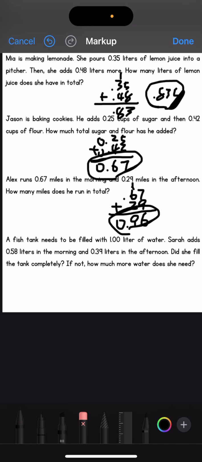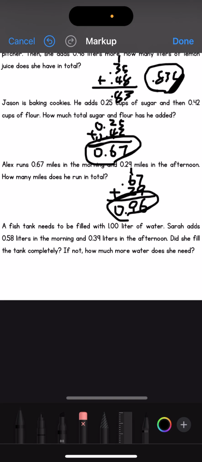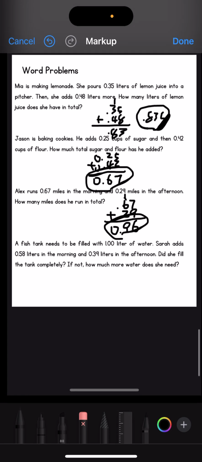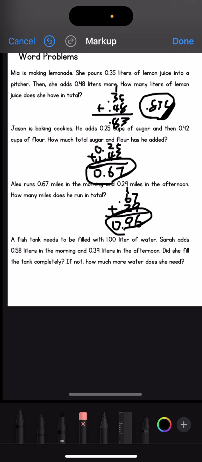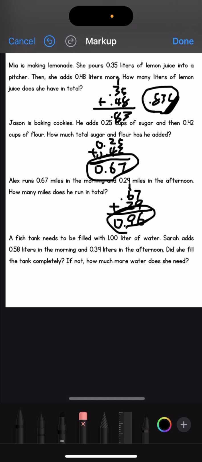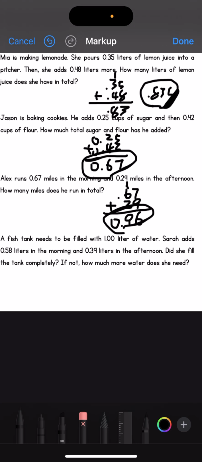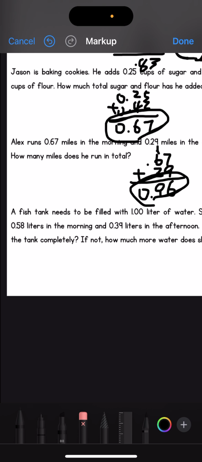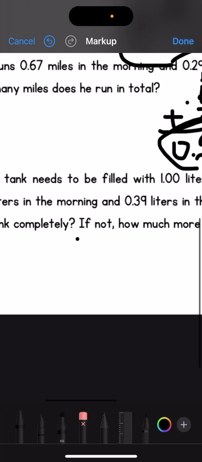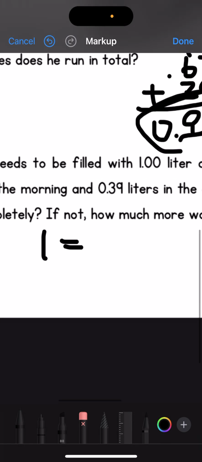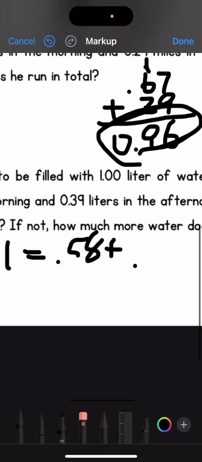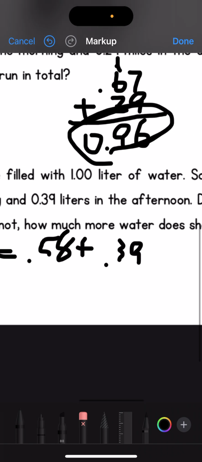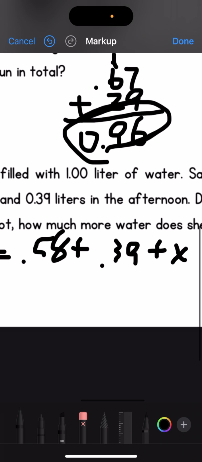Last question. A fish tank needs to be filled with 1 liter of water. Sarah adds 0.58 liters in the morning and 0.39 liters in the afternoon. Does she fill the tank completely? If not, how much more water does she need? Okay, so this question, we could set it up like the one before. We could do 1 liter is equal to 0.58 plus 0.39 plus a variable x.